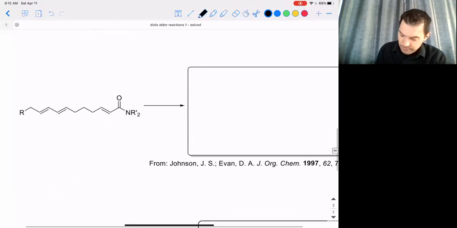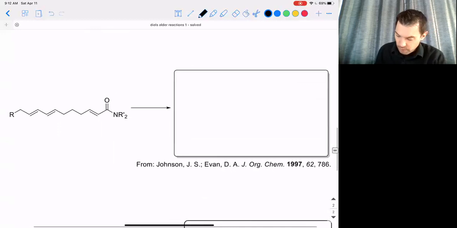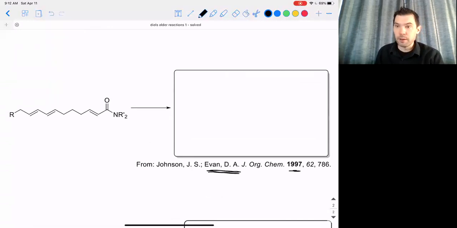Okay, moving on to the next one. This one's actually from a famous total synthesis paper, going back to 1997, and David Evans was a longtime expert of organic chemistry at Harvard. And this person here, Jeff Johnson, is now a very prominent organic chemist too. And so this reaction is really exciting, not only because it's a fun Diels Alder reaction, but also because the authors are some of the most preeminent scholars in the area and have been for quite some time.